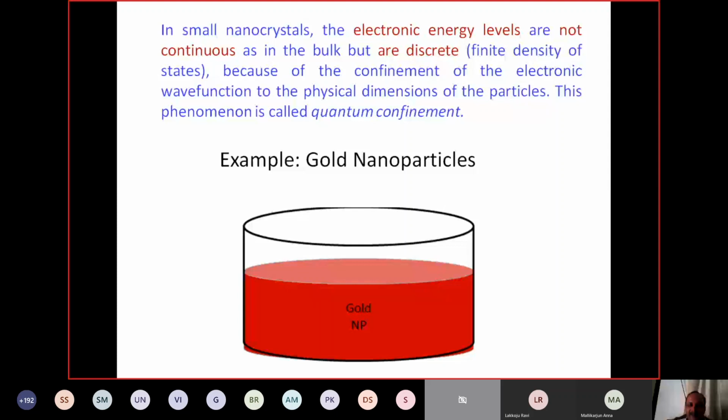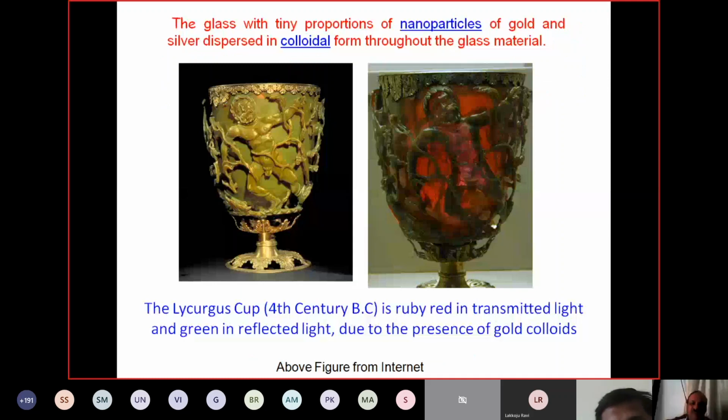But if you take gold in the bulk form, it is yellowish and shining in color. But here it is red in color. Because of what? Because of these two factors. One is the change in the energy gap, and also its surface area, as we are making it into smaller sizes. But anyway, this is not a new technology, because we realized it three decades back.